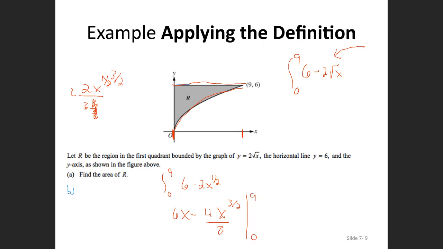Now, most of the time they give you numbers that you can obviously plug in. If I put 9 in here first, that's going to be 54 minus, now if I put 9 in here, the square root of 9 is 3. 3 to the 3rd power is 27. I don't even have to do that because I have 4 times 9 to the 3/2, that's 27, but that's over 3. So that gives me 9, so that's 36.